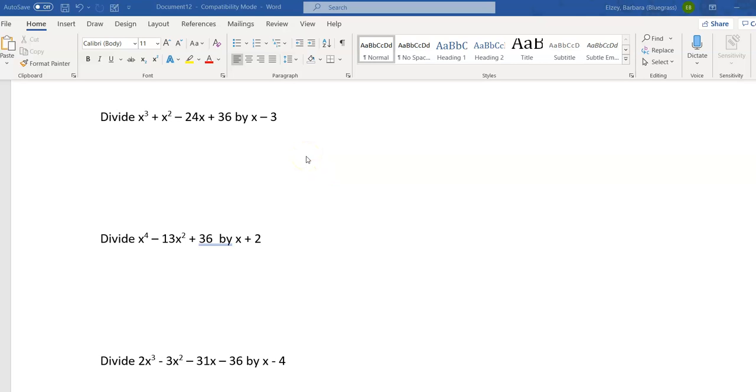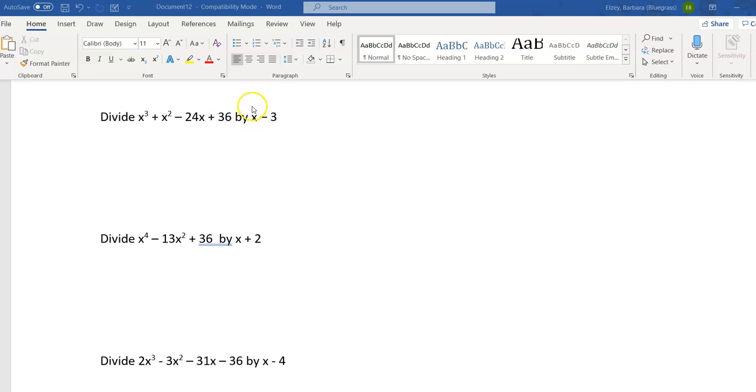Okay, so we're going to learn some division to help us with some of the graphing that we have coming up right after this. So long division when dealing with polynomials is a very ugly process, but it turns out that there's a short, easy way called synthetic division that we can use to divide. So let's notice this first problem. It says divide x cubed plus x squared minus 24x plus 36 by x minus 3.